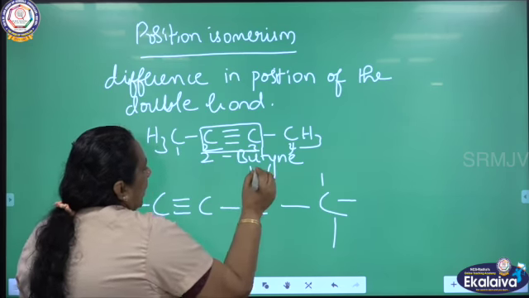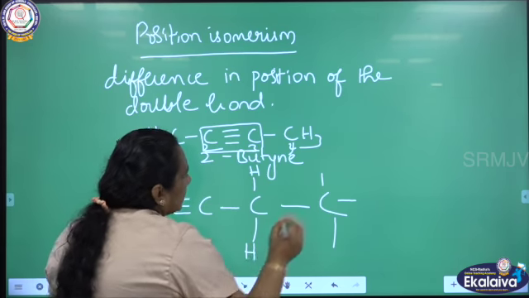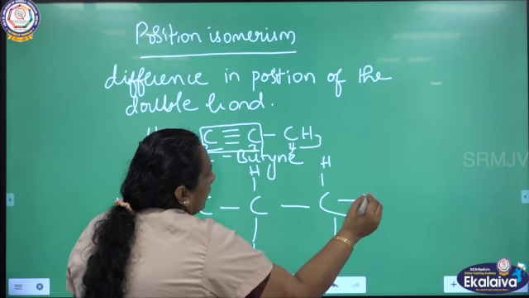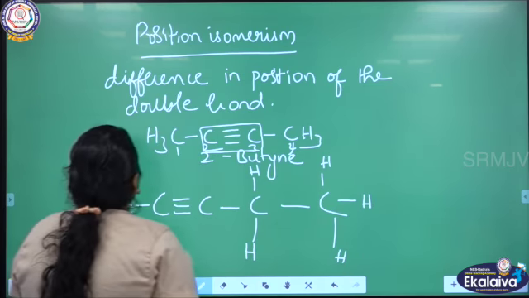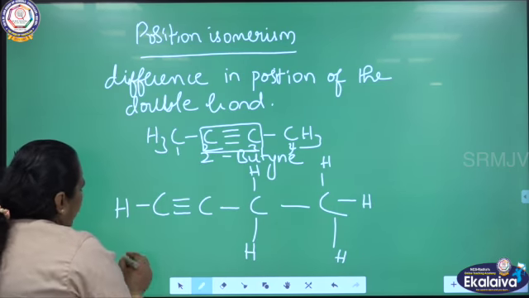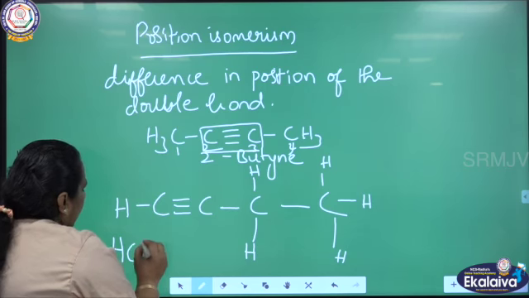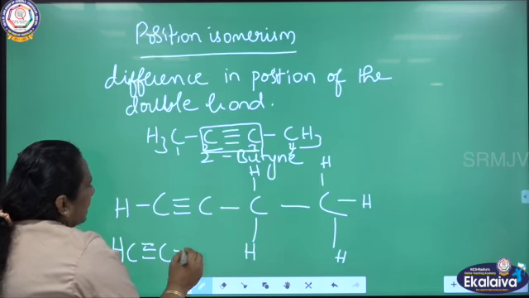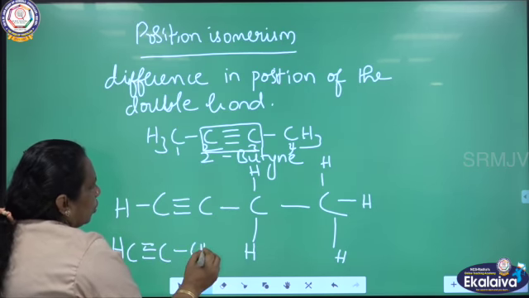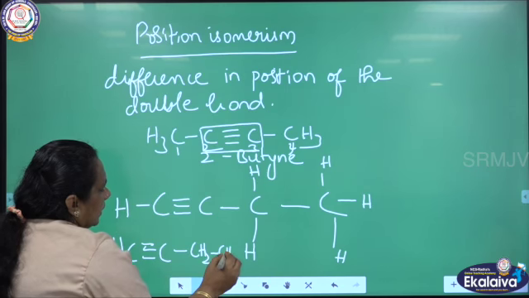Here 2 hydrogen, here 3 hydrogen atoms. How many totally are we having? 6 hydrogen atoms. Write the condensed formula. CH triple bond C, single bond CH2, single bond CH3.